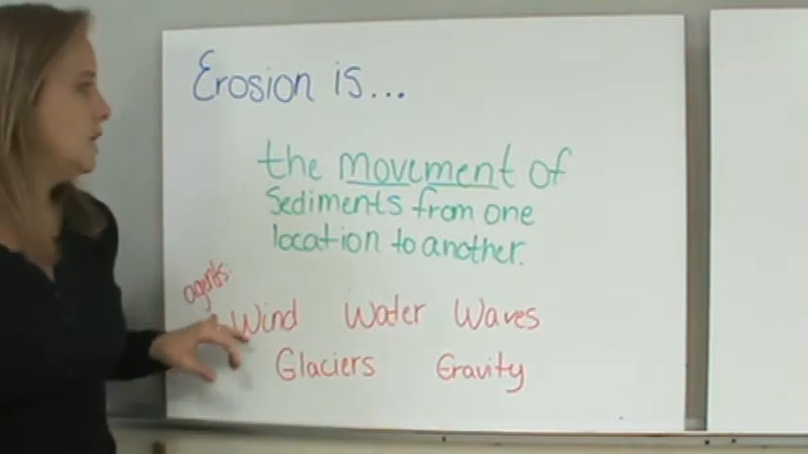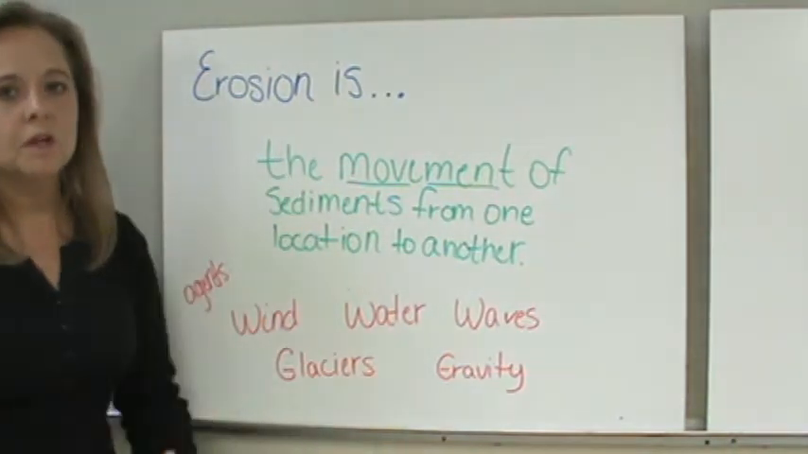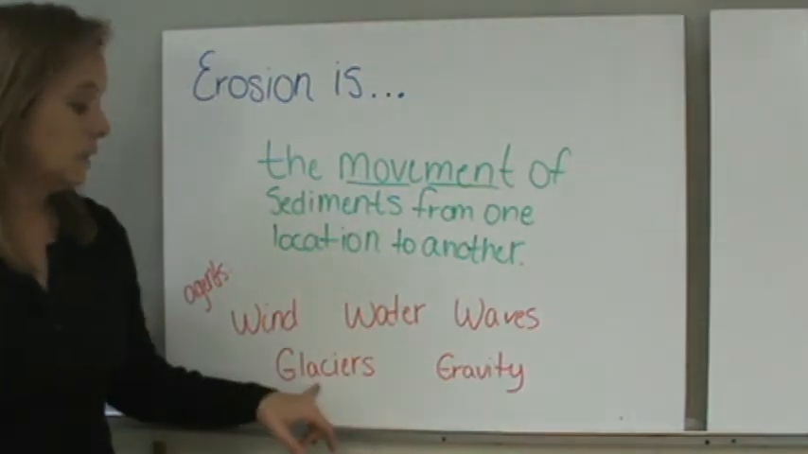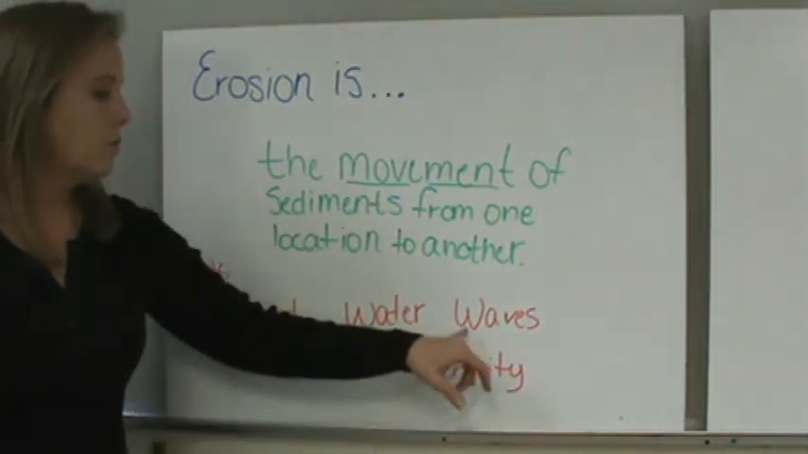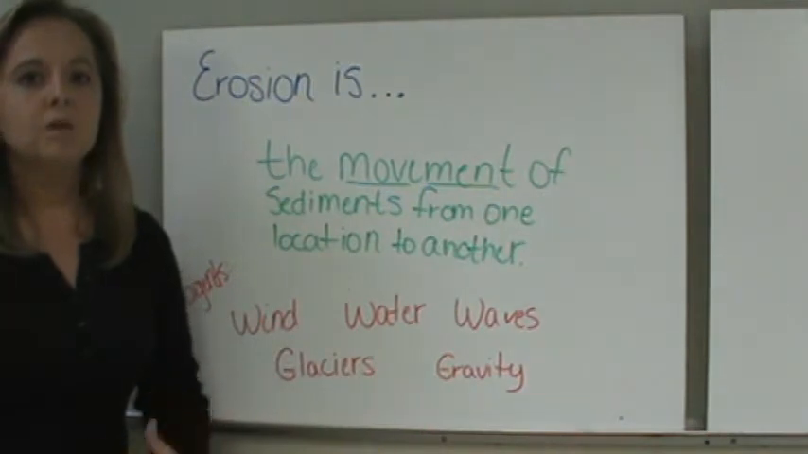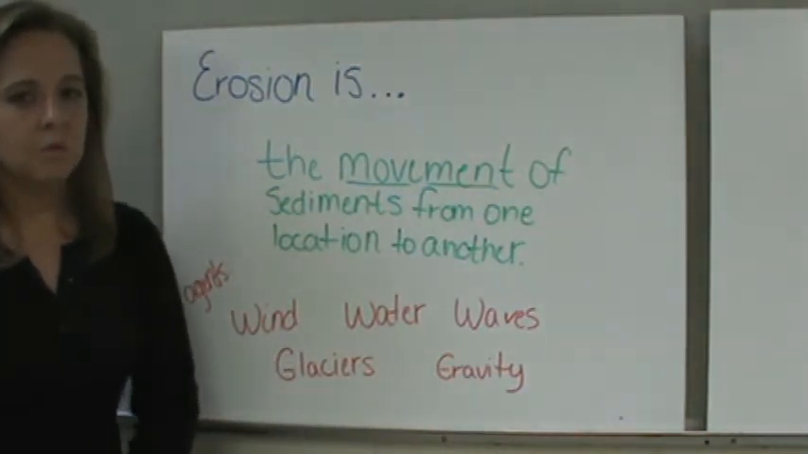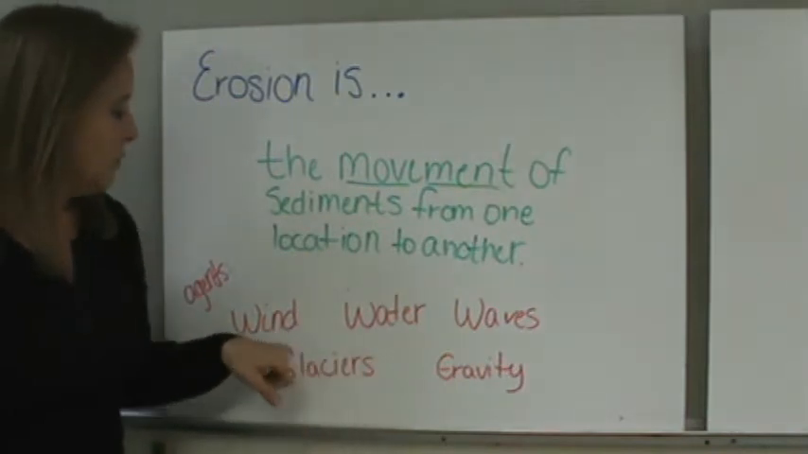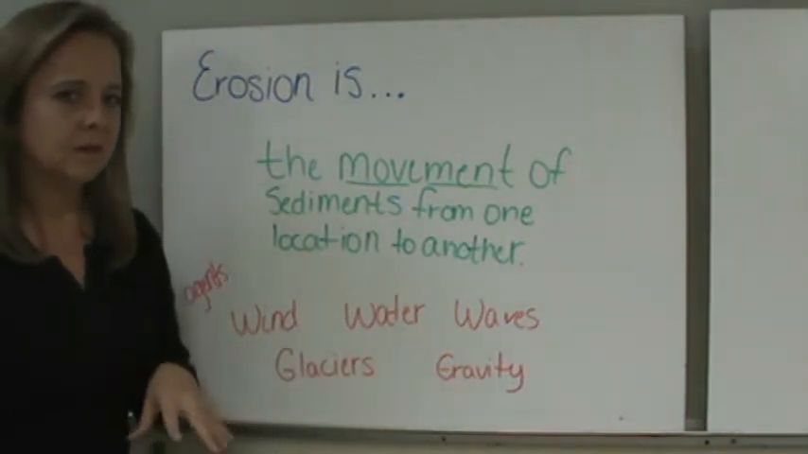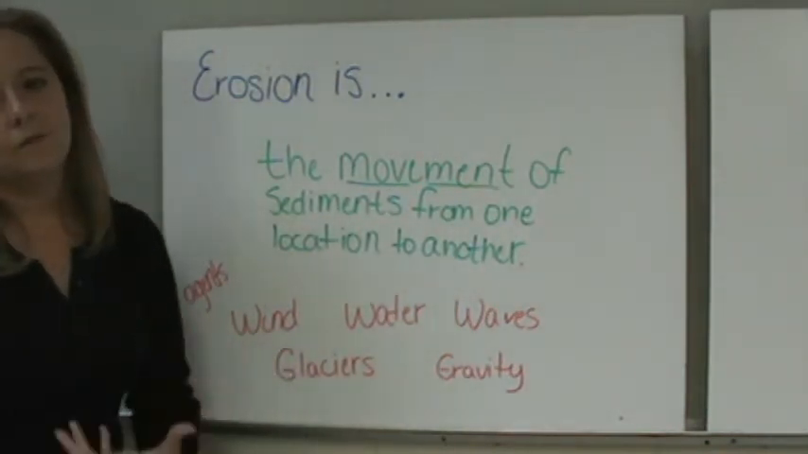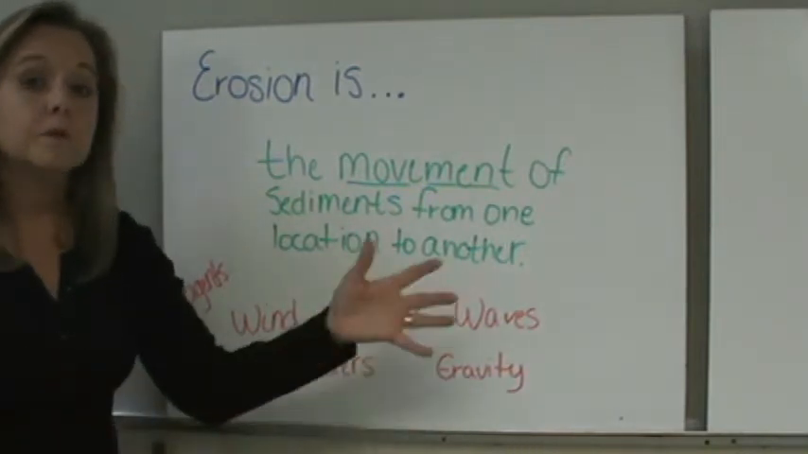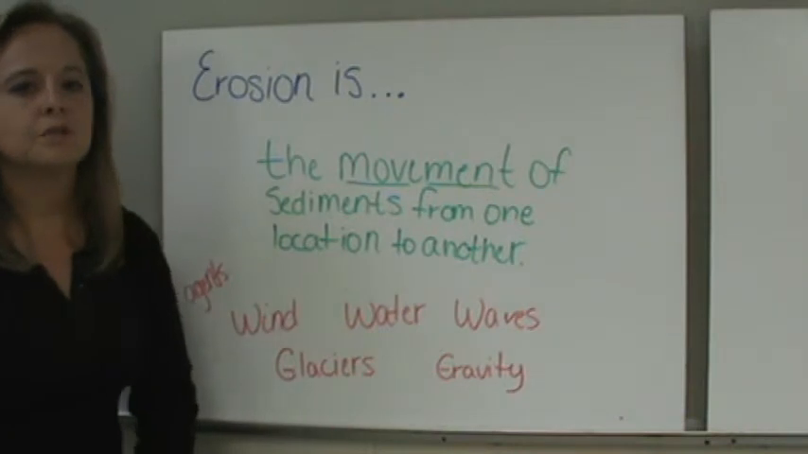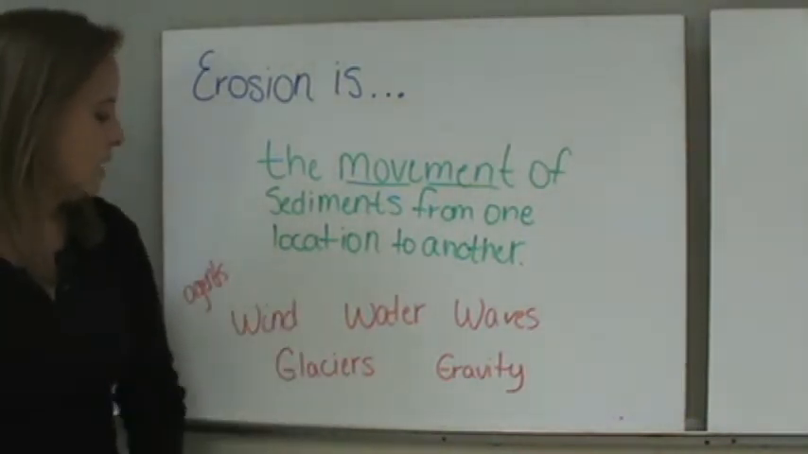Okay, some of the agents, we call them agents of erosion. It's just what causes it to happen. They are wind, glaciers, water, waves, and gravity. We'll explain each one of these a little bit more in class, but I'll just give you a little bit of an explanation. Of course, wind, that's pretty easy to understand. It just blows in the wind. If you've ever had sand blown in your face or against your legs, you know the sediments are picked up.